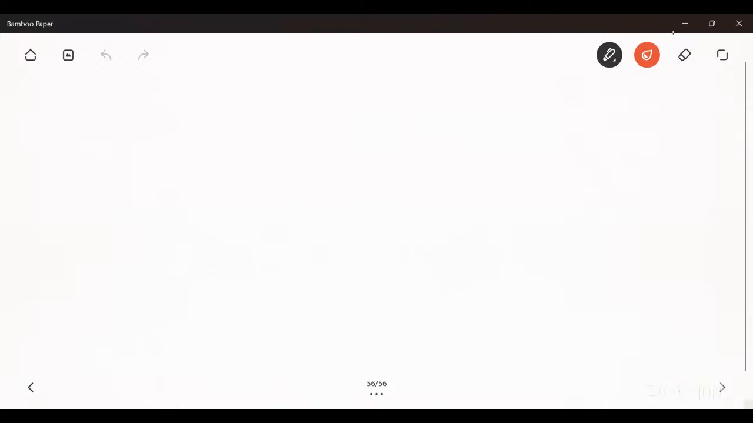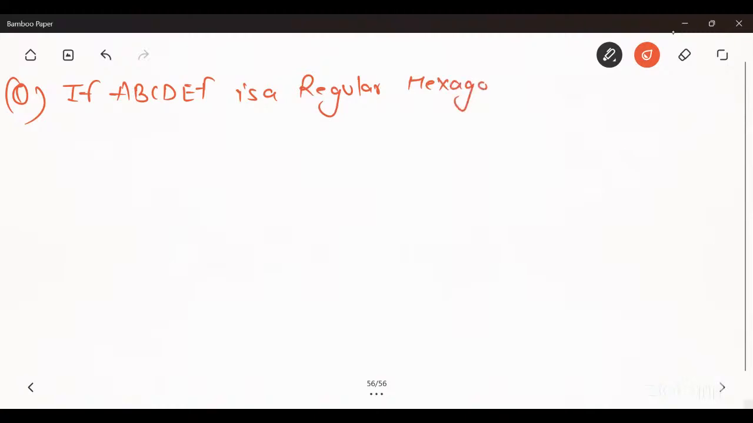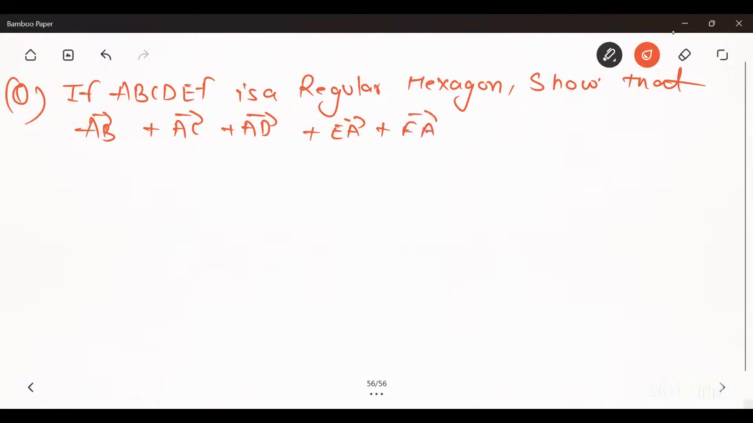EB vector plus EC. Now the question is, if A, B, C, D, E, F is a regular hexagon, show that AB vector plus AC vector plus AD vector plus EA vector plus FA vector is equal to 4 times of AB vector.